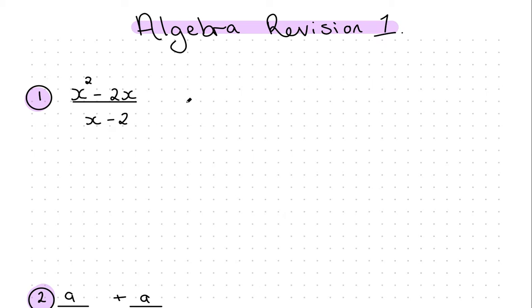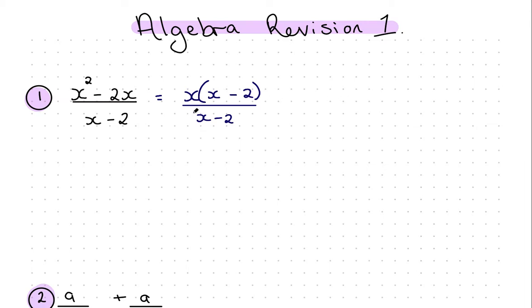So let's start with the first one here, and what I'm going to ask myself is is there anything in common between the top two terms here? And what I can see straight away is that they both have x in common. So I'm going to factorize that out as it is a common factor, and what I would be left with then is x minus 2 in the bracket on top, all over the bottom. The bottom doesn't have any factors in common, so I can leave that as it is.